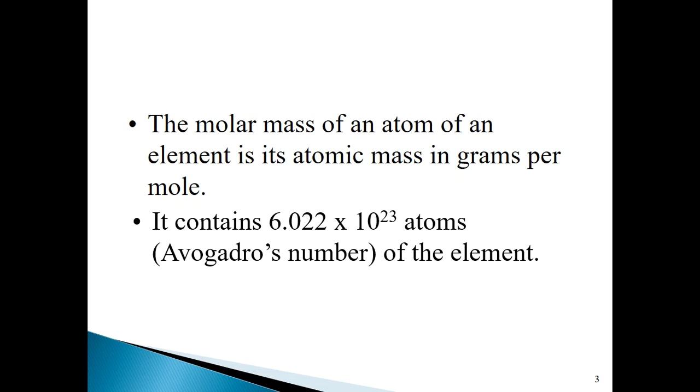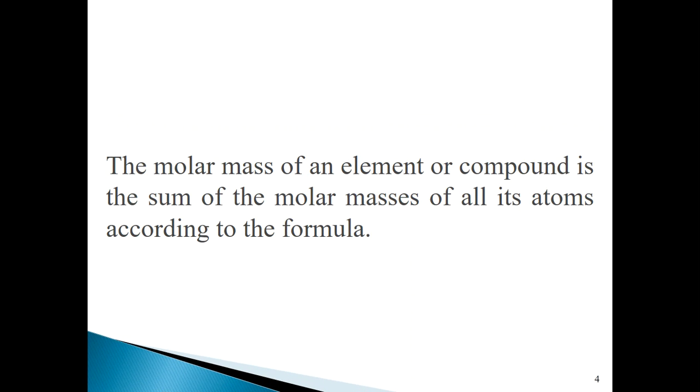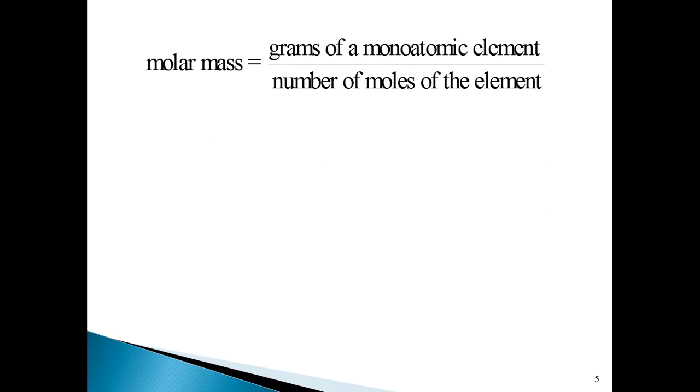Remember what the mole represents. The mole represents the amount of substance which contains Avogadro's number of atoms, elements, molecules. In the case of elements, it would be atoms that is present in 1 mole. All right, so there's a relationship between 1 mole and the mass, which is the molar mass, and there's a relationship between the mole and the number of atoms, which would be Avogadro's number. For a compound, the molar mass would be the sum of the molar masses of all its atoms according to the formula. All right, so we talked about that before.